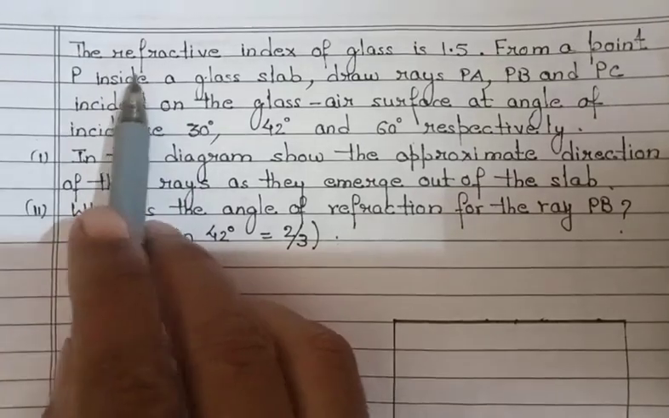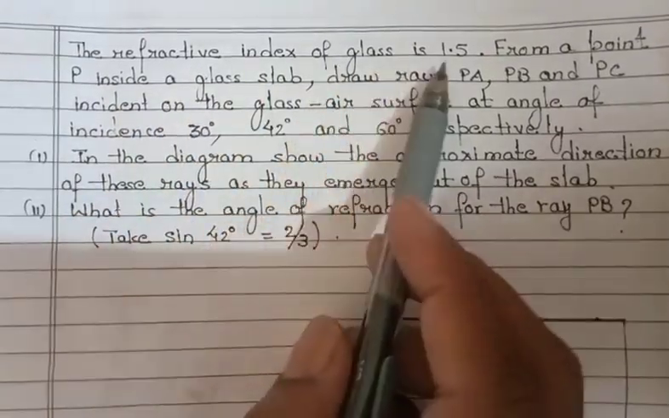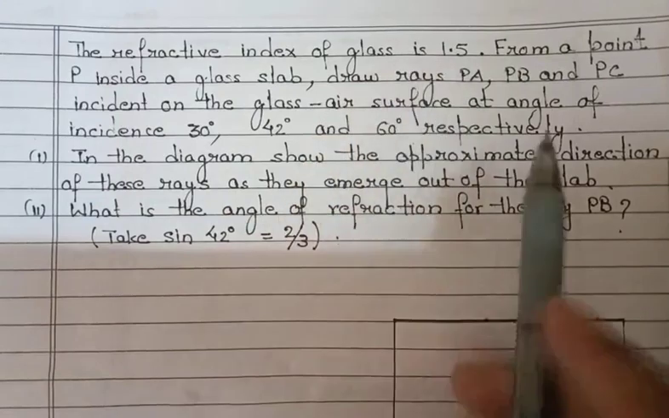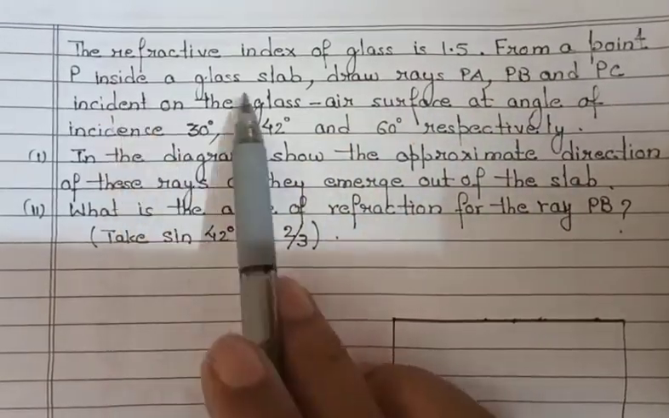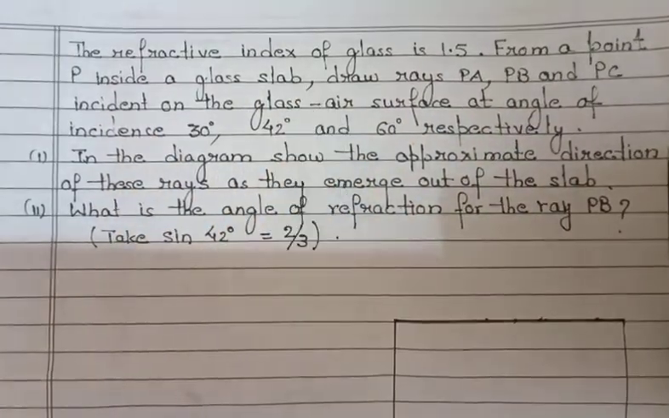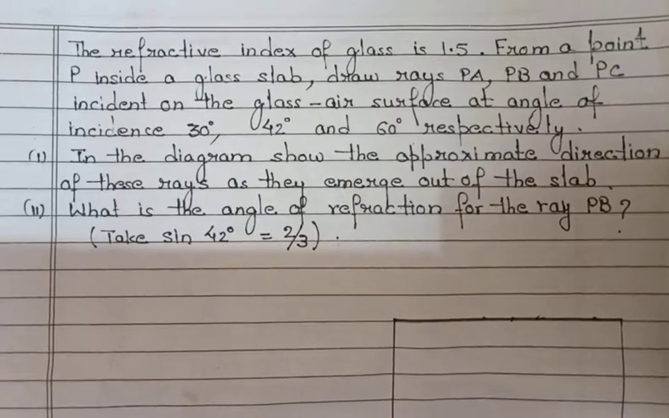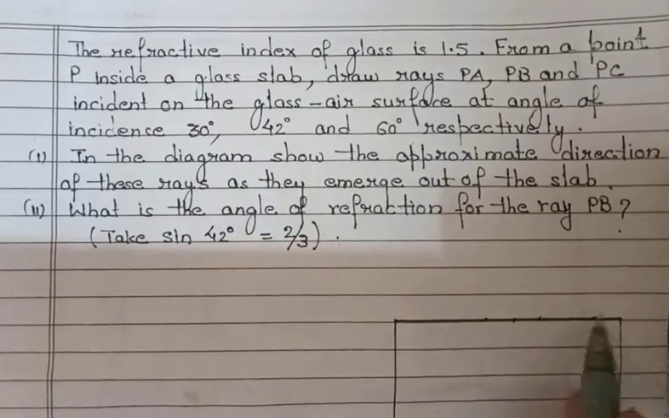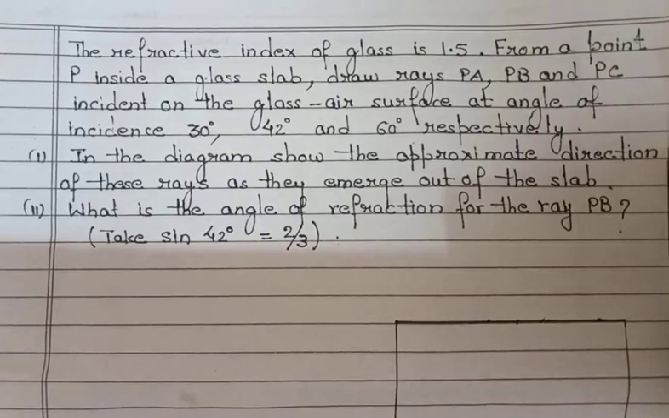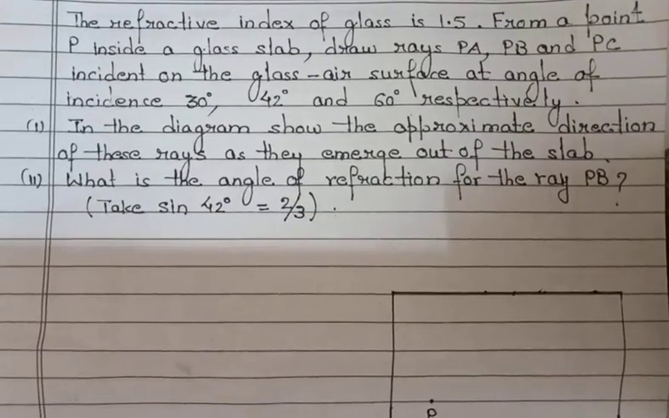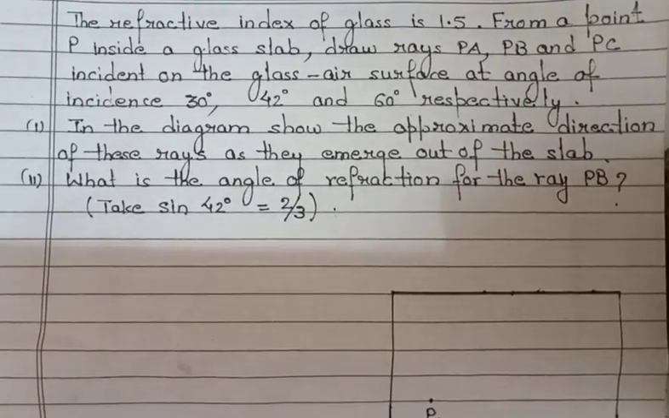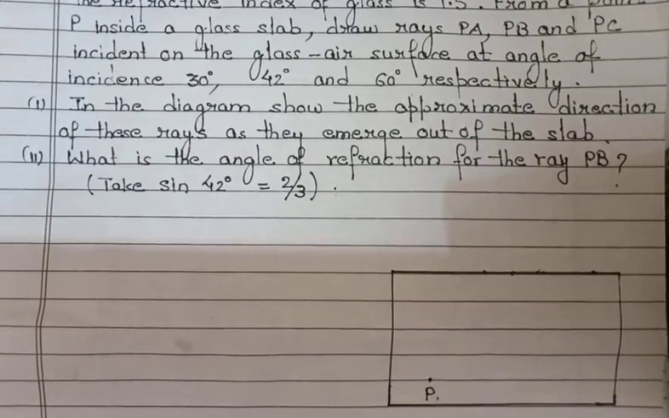The question says the refractive index of glass is 1.5. From a point P inside a glass slab. So let us consider a point P inside the glass slab. This is the glass slab that we have considered here, right? And in this glass slab we have to consider a point P.